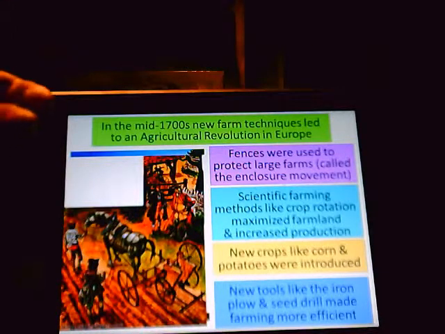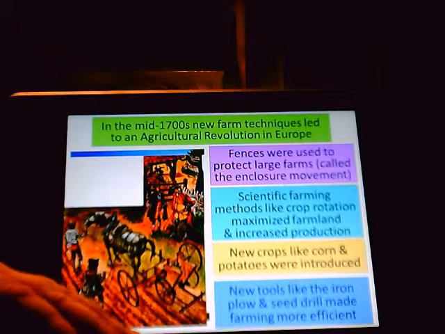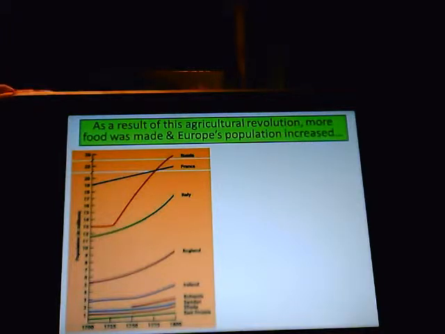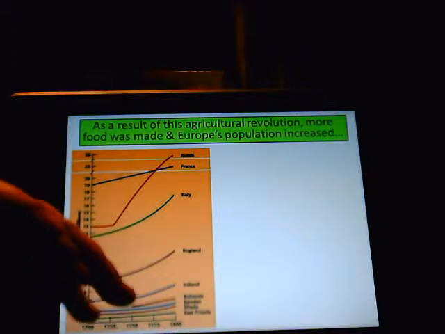For one, I'm glad that we've got these new methods to provide us with more sustenance and more food. As a result of this agricultural revolution, more food was made and Europe's population increased. I mean, if there's more food, you can support more people. It makes sense, trust me. But write this down. It all works.